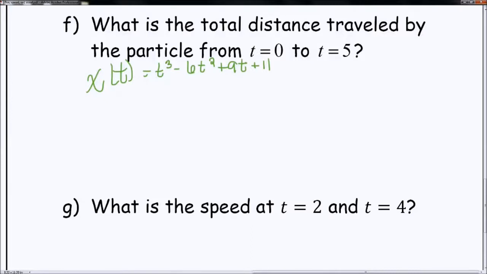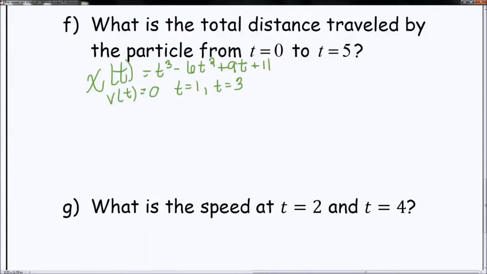And so if you remember, my velocity changes direction, where my v of t is equal to 0, at t is equal to 1 and t is equal to 3. And so we want to figure out where our position is for each of these places so we can find our total distance. So I'm going to create a chart.